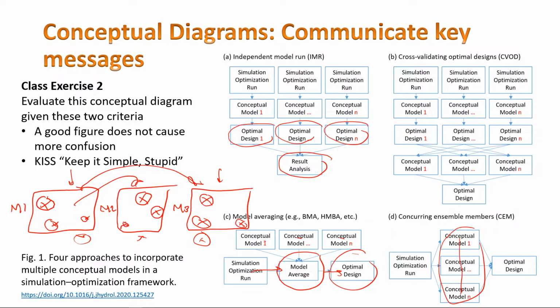So I have different models. I run the simulation optimization. I try to find the solution that will satisfy all these models. So it's just one solution, yeah? And then I get one optimal design, yeah?